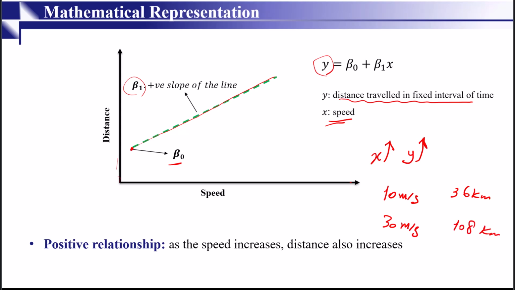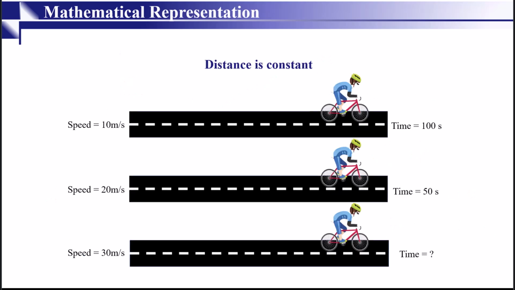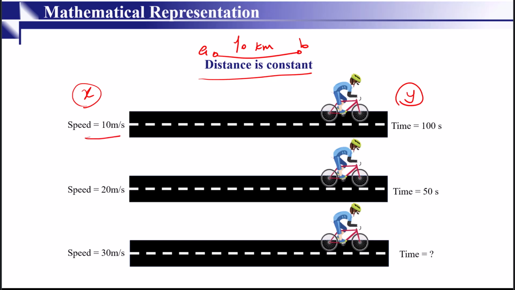On the other side, we have something called a negative relationship. In a negative relationship, as x increases, y decreases. For example, for a fixed distance, higher speed reduces travel time. Here, the distance is constant. For example, we want to travel only 10 kilometers from point A to point B. So here, our x is speed, our y is time. As x increases from 10 to 20, y decreases from 100 seconds to 50 seconds.